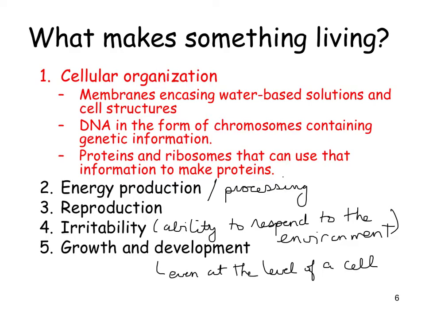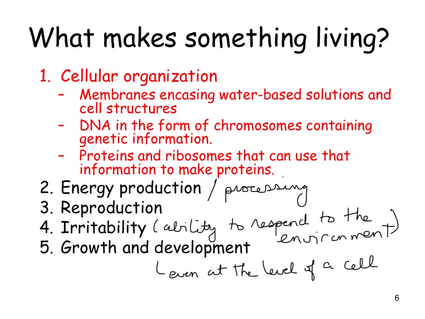Now in red I've put cellular organization because it's what pertains to this particular discussion that we're having. So all life consists of cells. Therefore, all life, if you look at its most basic building block, you see units that are organized in characteristic patterns, those of cells. They all have membranes encasing water-based solutions and cell structures. They all have DNA in the form of chromosomes containing genetic information, and they all have proteins and also structures called ribosomes, which I didn't mention a moment ago, that are used to convert genetic information into proteins.